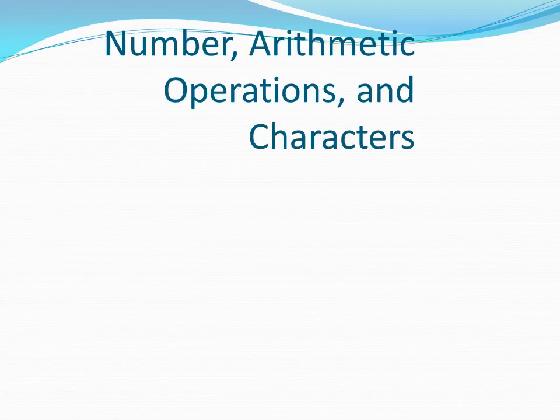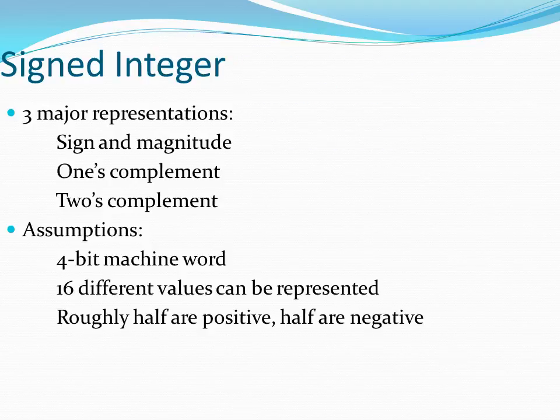And now first we discuss number, arithmetic operations and characters. First we discuss what a number representation is. To represent numbers, we have three representations. In this case we are talking about signed integers. What is the meaning of signed? It means we can treat a number as having a sign: positive numbers and negative numbers. To represent positive and negative numbers, we have three representations. The first one is sign magnitude representation. The second one is ones complement representation, and the third is two's complement representation.